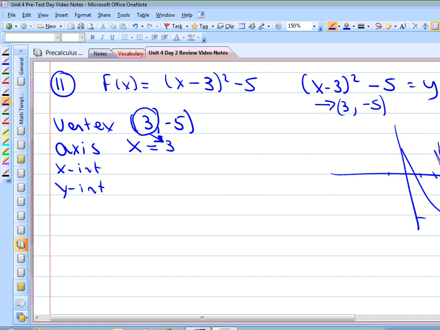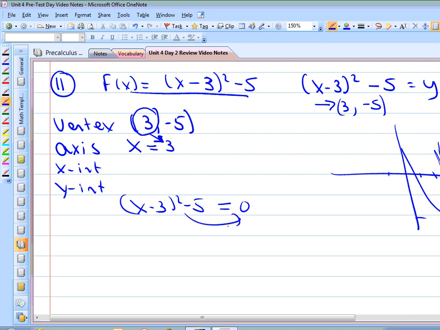Notice that connection right there. All right. We need to keep using this formula to find our x-intercept. So we have (x - 3)² - 5. Set it equal to 0 to find the x-intercepts. That's when y is 0.